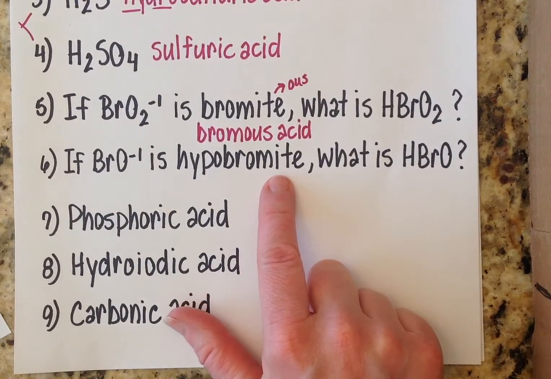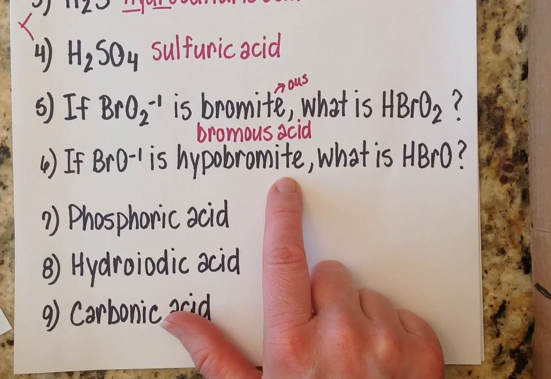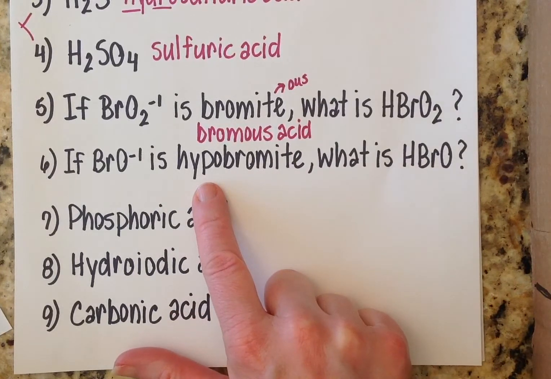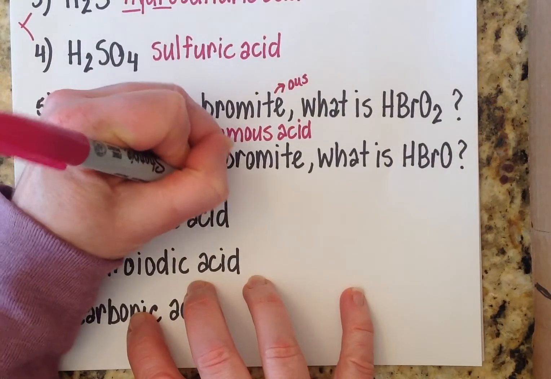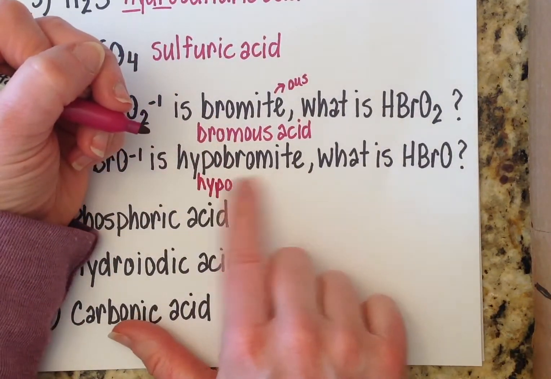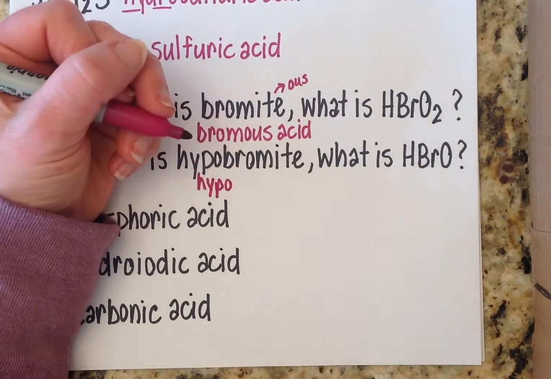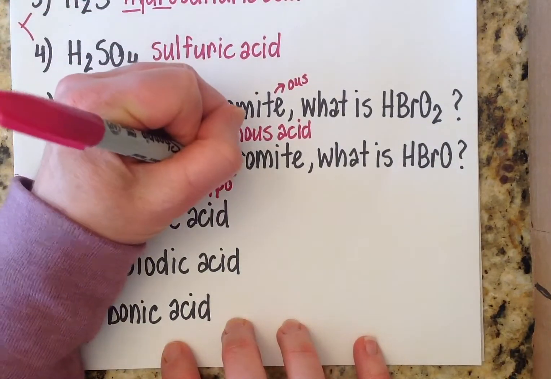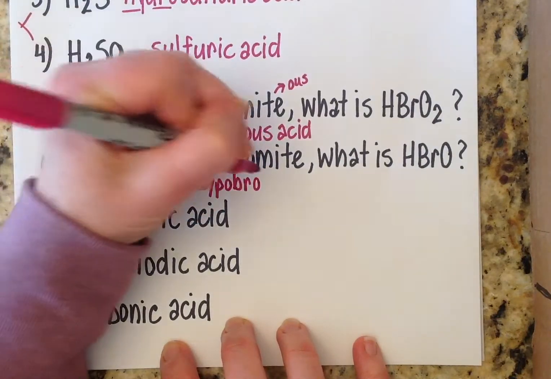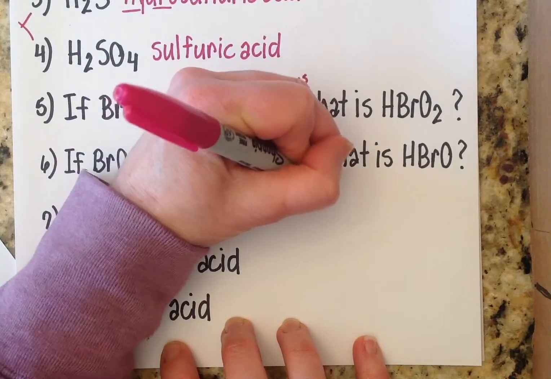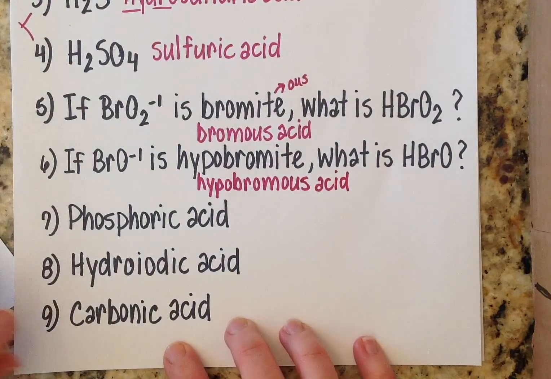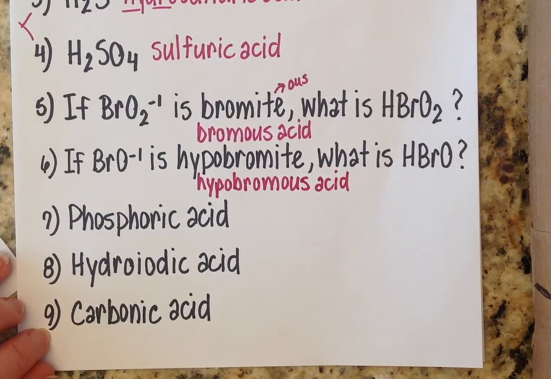So I know that if it's a polyatomic ion, I'm not using hydro in the front, but I know that ite is going to turn into ous. So this would be hypobromous acid. Remembering that hypo is actually part of the name of this polyatomic ion, so we're not adding hydro. Lots of attention to details there.